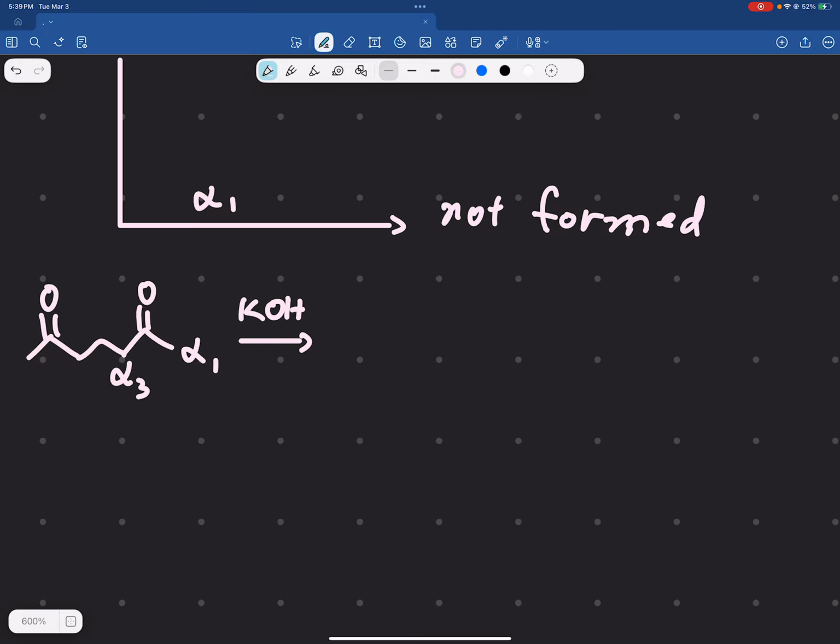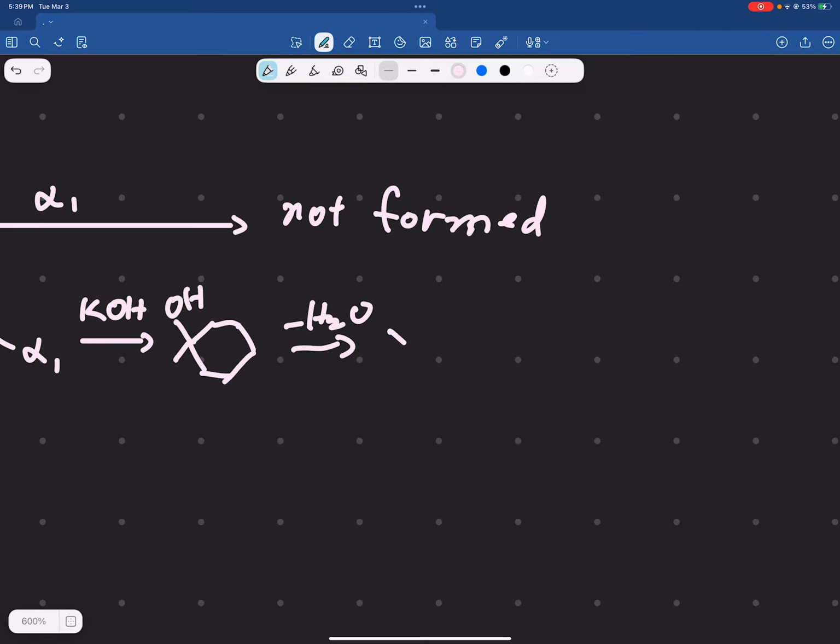So this is going to undergo an intramolecular aldol reaction, and it's going to give us a product that looks like this. And this is going to dehydrate and form our final product.